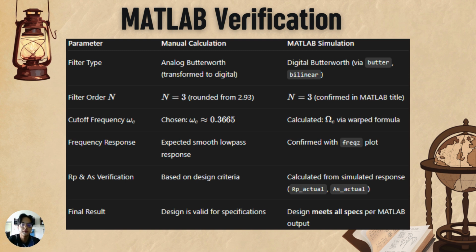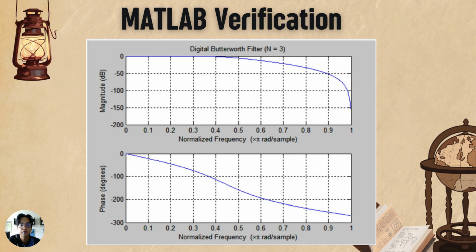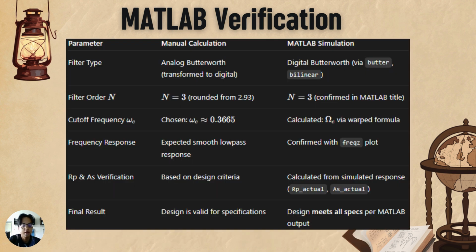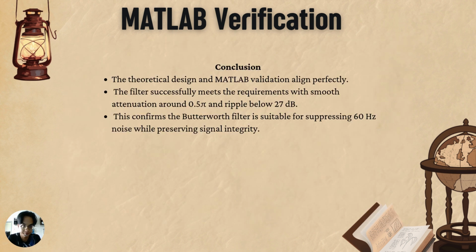The filter order is 3, rounded from 2.93 for the calculation, and for the MATLAB simulation we get n equals 3 with the digital Butterworth filter, as we see in the first graph above. For the cutoff frequency we get 0.3665. For frequency response, we expect a smooth low pass response. For the MATLAB simulation we convert with a frequency Z plot. The final result is that the design is valid for the specification, and meets all specs per the MATLAB output.